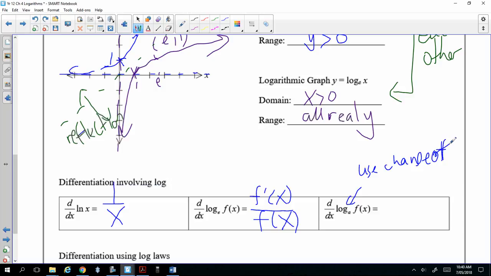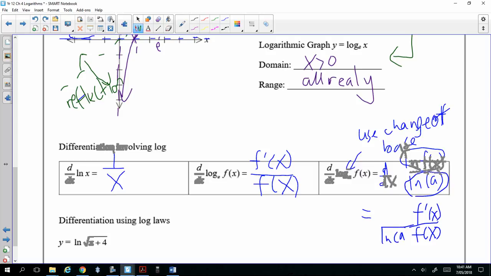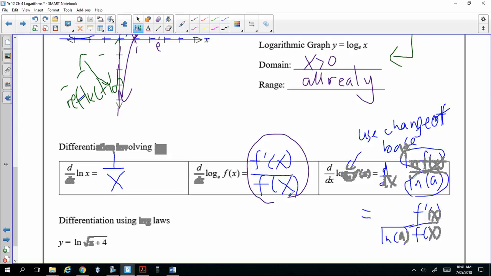So what you do is you write it as the derivative of ln f(x) over ln a. Right? So when you differentiate ln f(x), it becomes f dash of x over f(x). And then you just have an extra ln a at the bottom. So use the change of base law when the base is not e. So you can see the main difference is between these two, they're the same, except that it has an extra ln a because the base is not e.